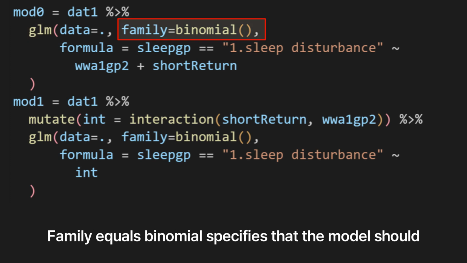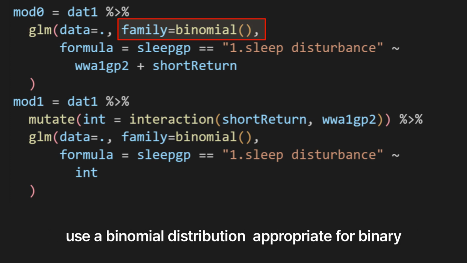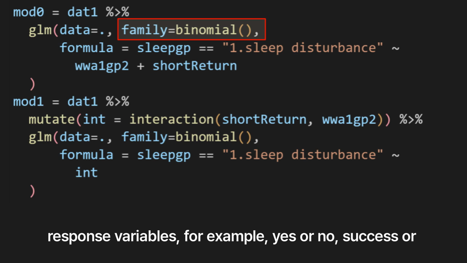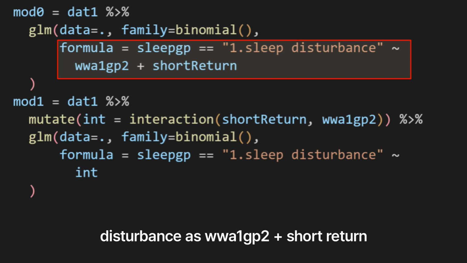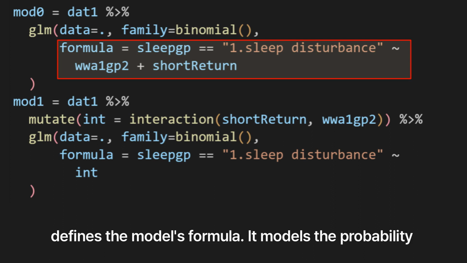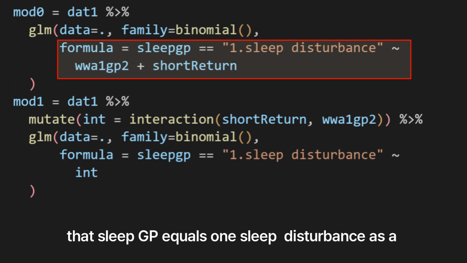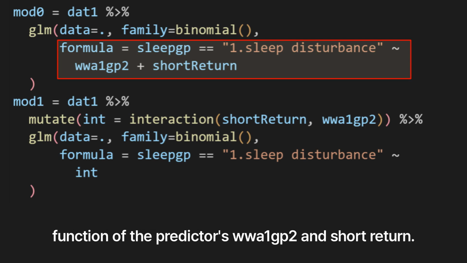family = binomial specifies that the model should use a binomial distribution, appropriate for binary response variables, for example, yes or no, success or failure. formula = sleep GP equals 1 (sleep disturbance) ~ worry about work at home + short return defines the model's formula. It models the probability that sleep GP equals 1 as a function of the predictors worry about work at home and short return.